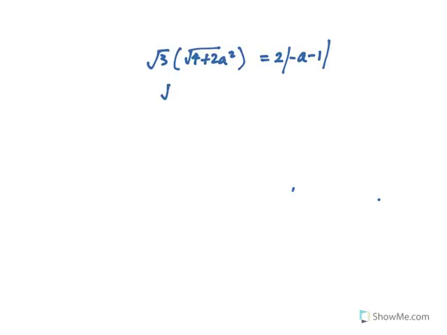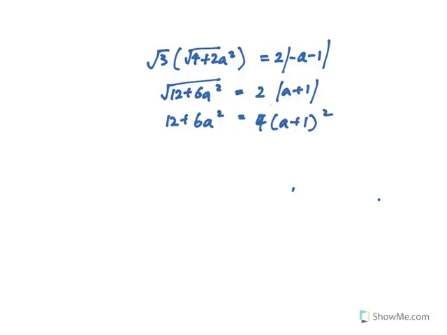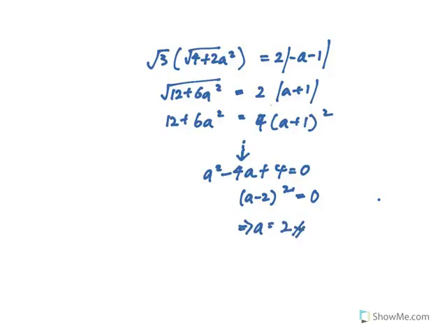Okay, this is just the square root of 12 plus 6a squared equals 2 mod of a plus 1. In fact, mod of negative a minus 1 is just a plus 1, because I can take out the negative sign, it doesn't matter. Square both sides. I have 4 times (a plus 1) squared. Once I square, the modulus sign is gone. And simplifying this, you get a squared minus 4a plus 4 equals 0. You factorize: (a minus 2) squared equals 0. a equals 2. Okay, and that's for question 3.